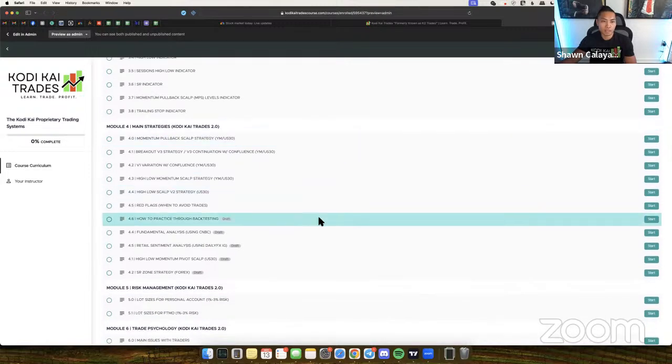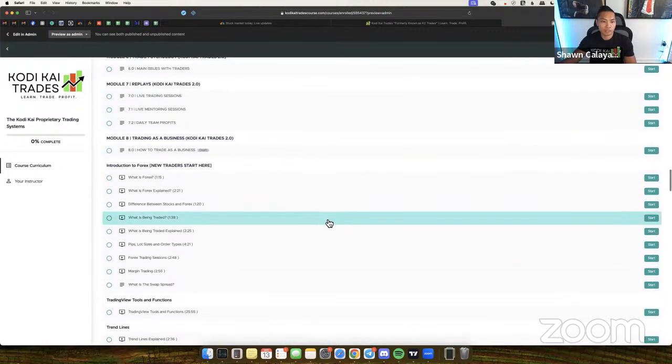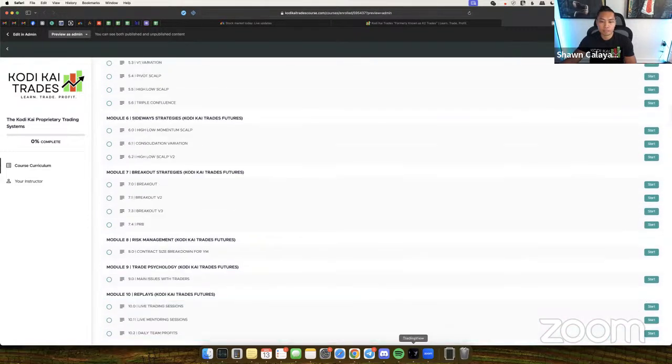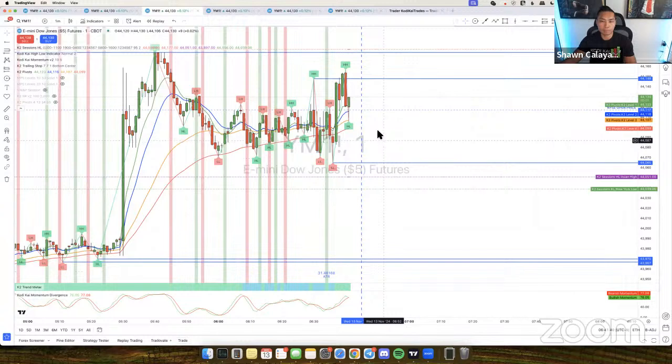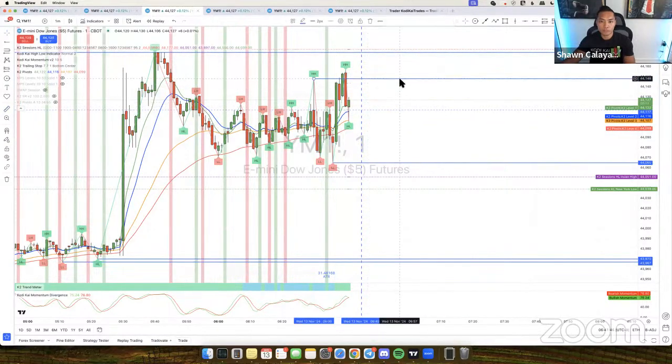There's a lot of different variations of the high-low. There's high-low scalp V2. There's the levels strategy. There's so many different strategies out there that you can use. And this is just one example of them, right? High-low scalp into high-low scalp V2. So there's no direction here right now.